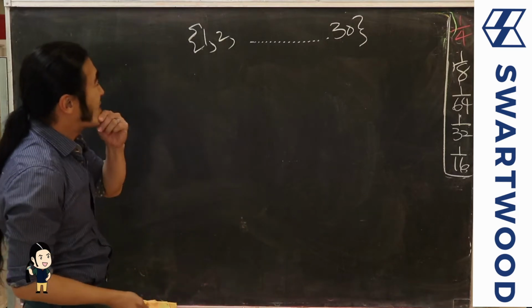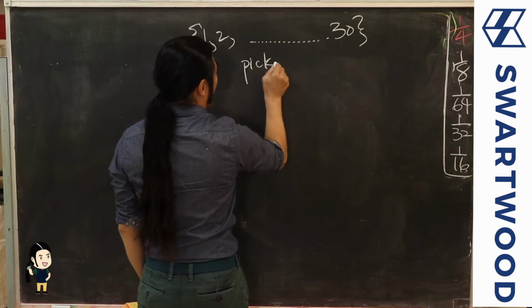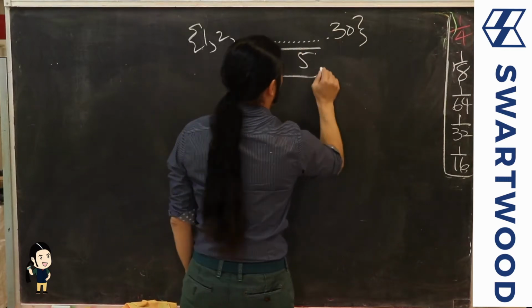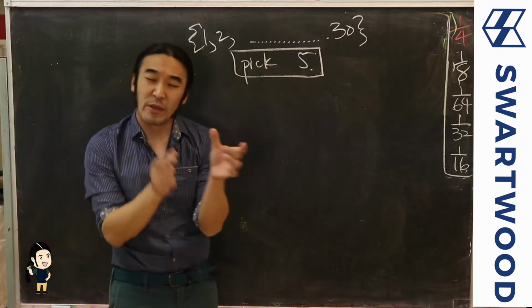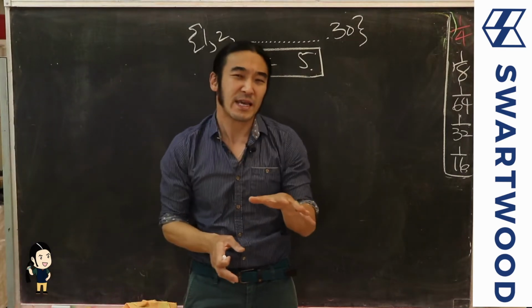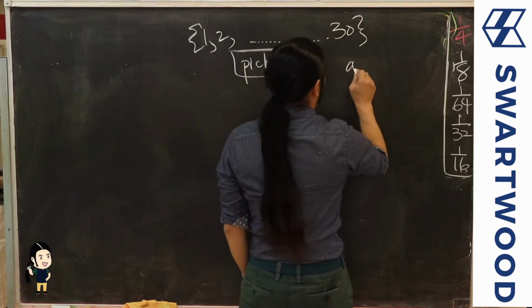But what I want to do is take numbers from 1 to 30, and we want to pick, say, let's pick 5 of them, and let's make sure that when we pick these 5 numbers, the positive difference between any 2 numbers is at least 5.